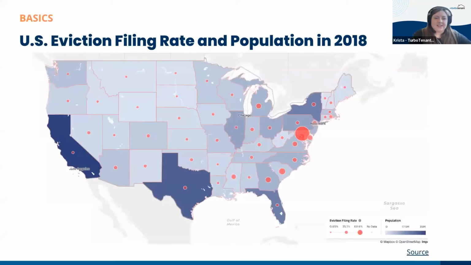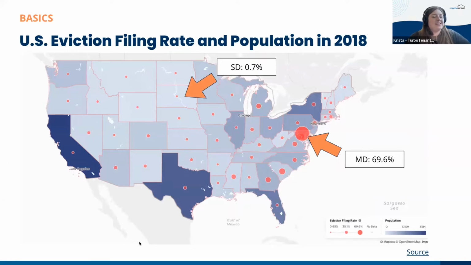All right. So to further provide context, I'd like us to take a look at this map from the Eviction Lab. So using their latest stats and figures, you can see here the US eviction filing rate and population in 2018. A little bit of context for the context, right? So the way this map works, the lighter color indicates a lower population, darker color, higher population. And then the size of the red circle is the amount of the eviction filing rate. So a higher rate is going to be a larger circle, like you might see here in Maryland. And then a small circle is going to indicate a low filing rate, like in South Dakota.